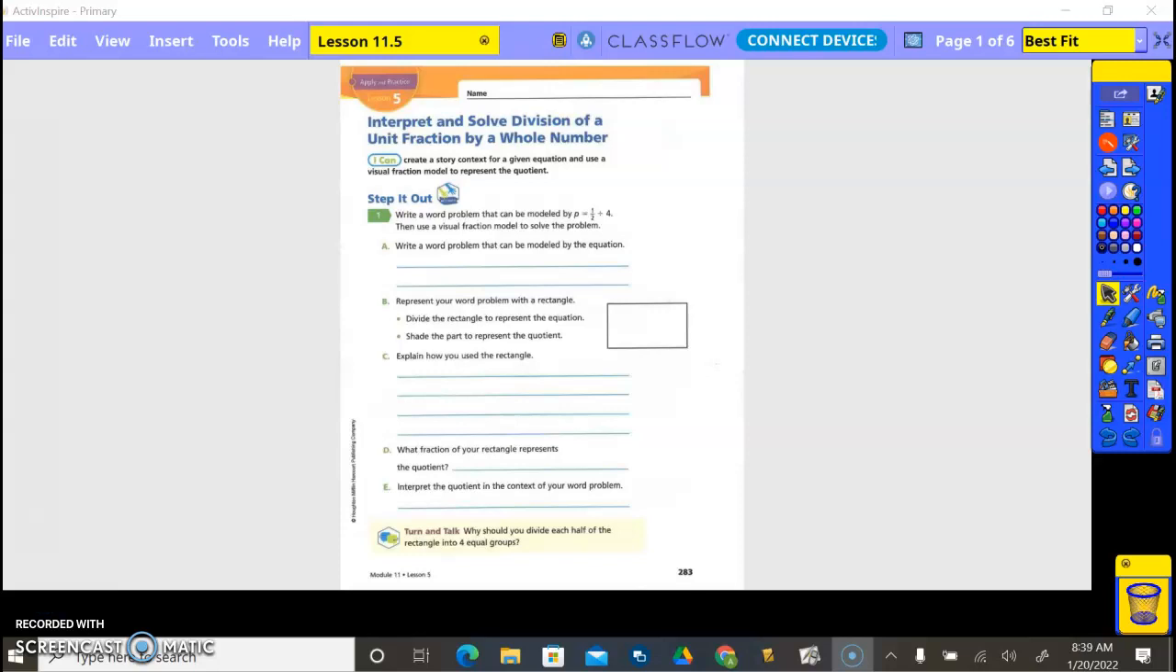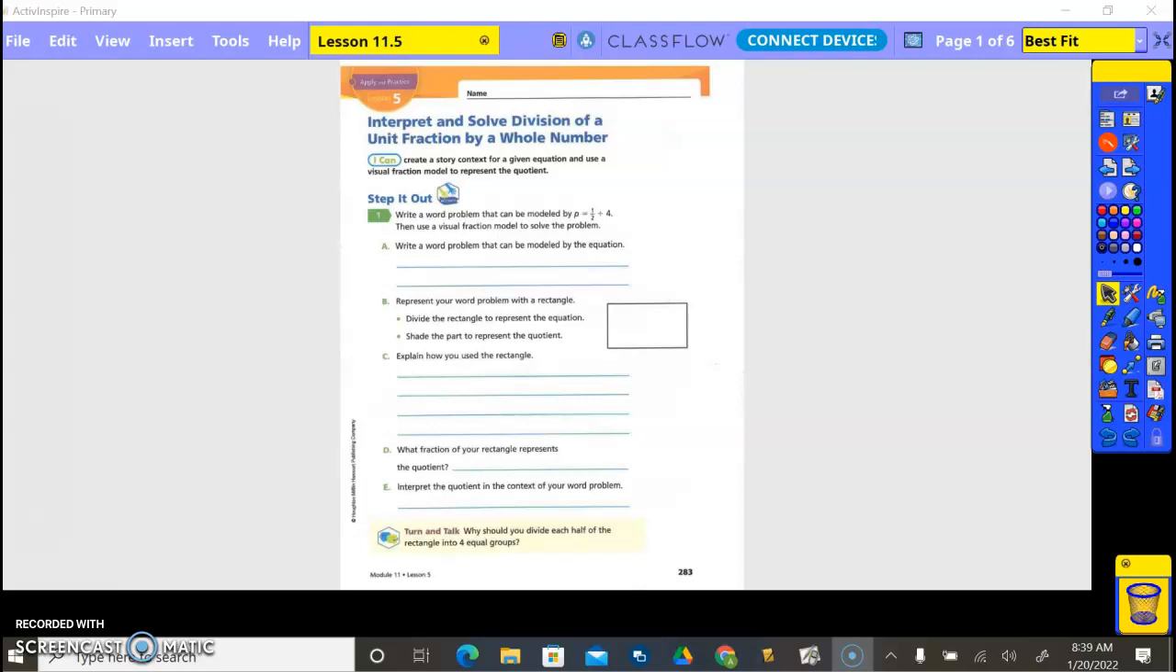Into math lesson 11.5. Interpret and solve division of a unit fraction by a whole number. I can create a story context for a given equation and use a visual fraction model to represent the quotient. Step it out. Number 1, write a word problem that can be modeled by p equals 1/2 divided by 4. Then use a visual fraction model to solve the problem.